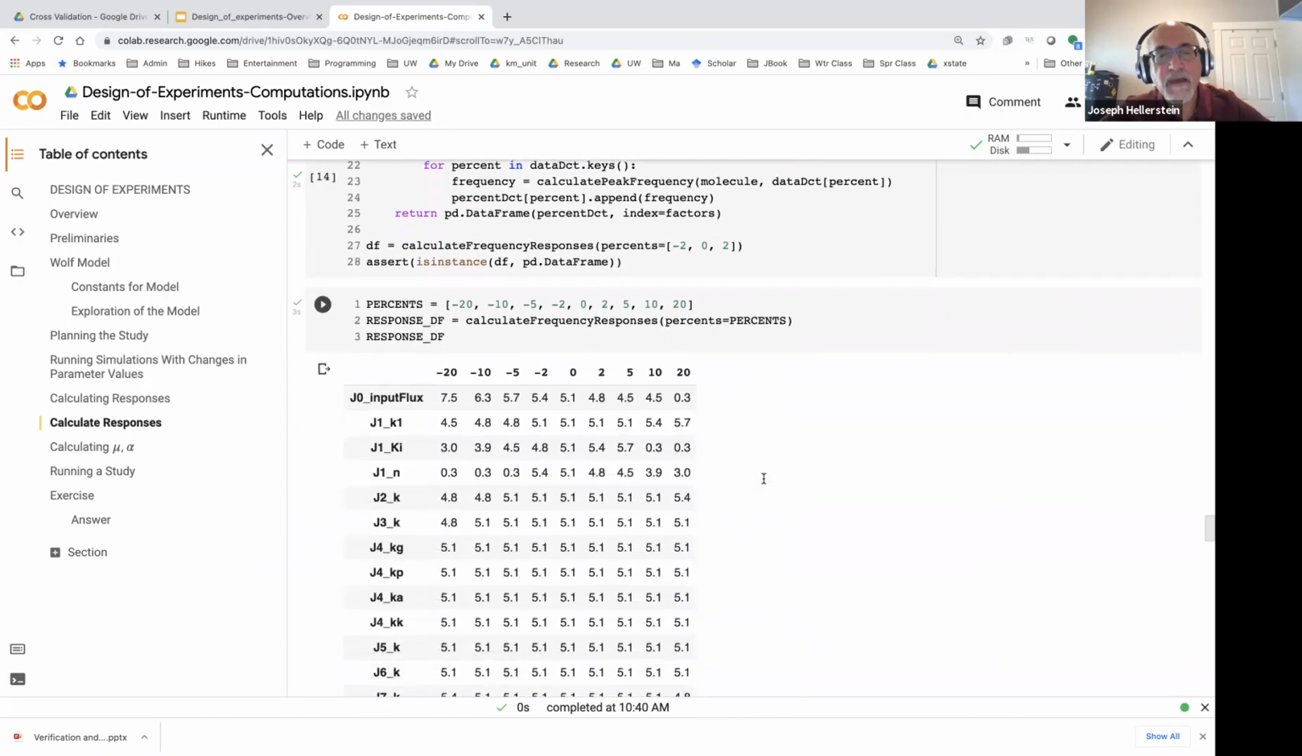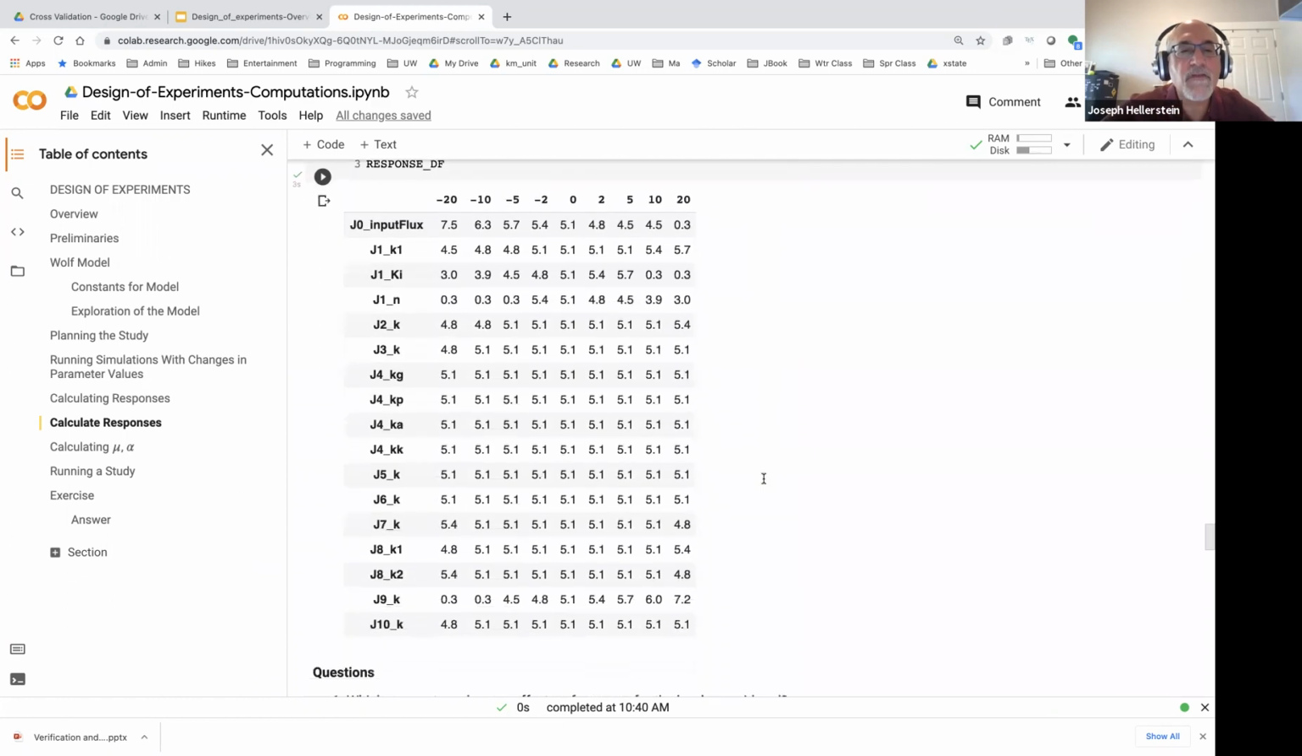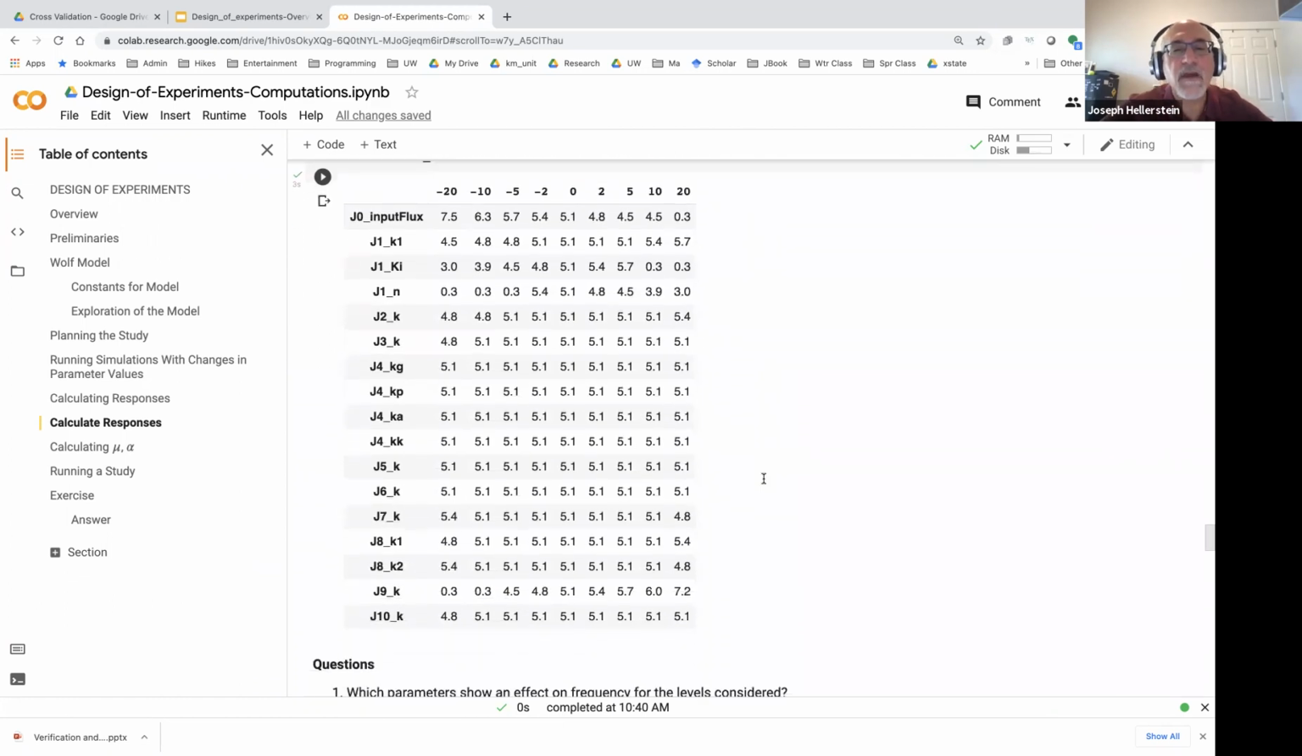That may take a little bit of looking at, but here's the end result: a table. This is a data frame. The rows are the names of the different parameters, and the columns are the percent changes. We're considering from a -20 to a +20% change. If we go down this column, you notice they're all the same, because nothing has changed. That's the 0th level across all the factors.